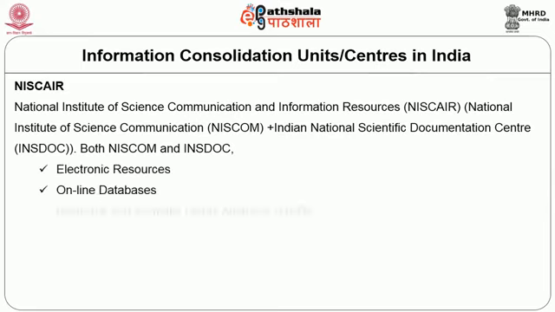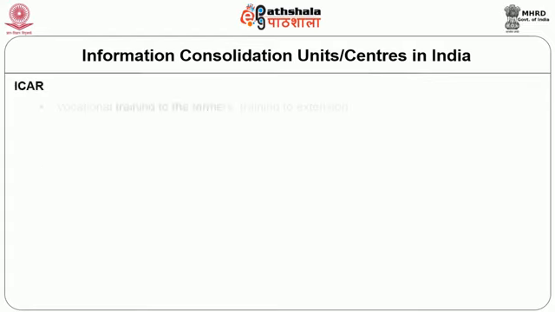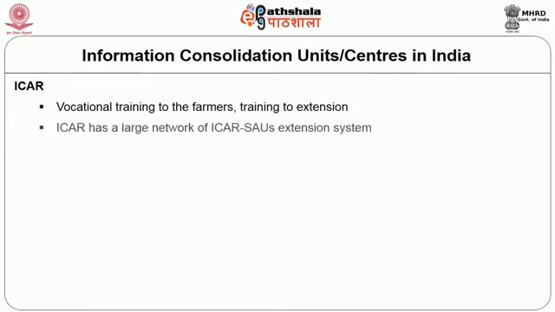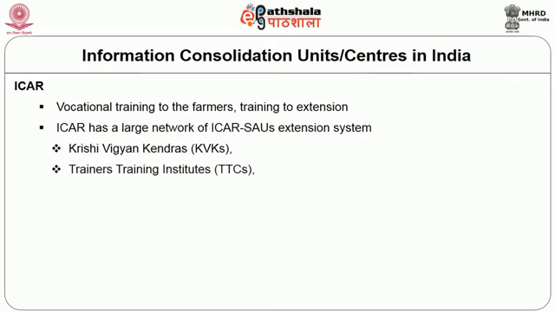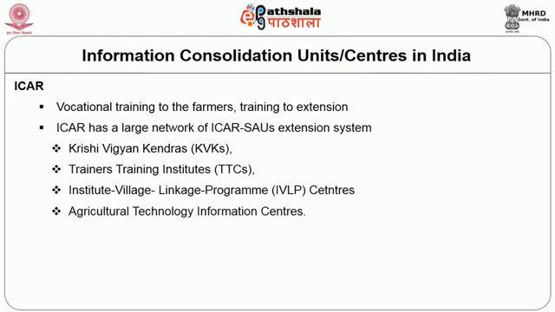Some of them are NISCAIR, which provides electronic resources, online databases, and medicinal and aromatic plants abstracts. ICAR, which provides vocational training to farmers and training to extension workers. ICAR has a large network of ICAR and SAU extension systems: Krishi Vigyan Kendras, training institutes, Institute Village Linkage Program, and agricultural technology information centers, etc.